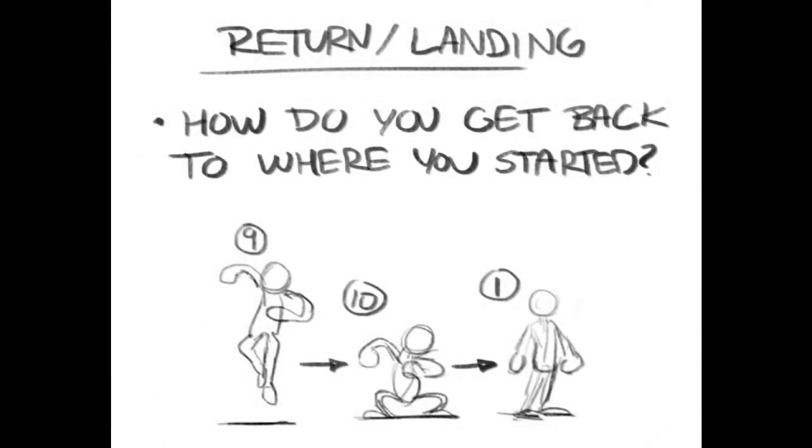So your character's already done the build-up, they've already done the action, now they're stuck up in the air. How do they get back to that beginning pose? Whenever you're animating your character doing an action and you want to make it a loop, you want to figure out how they're going to get back to that original point. For the case of my jump, I need to show how my character lands and then goes back into that standing pose.